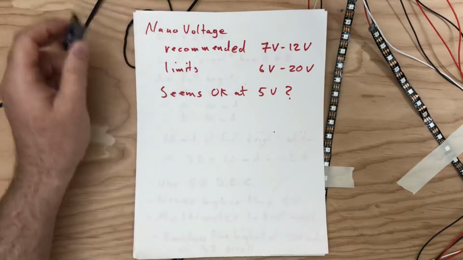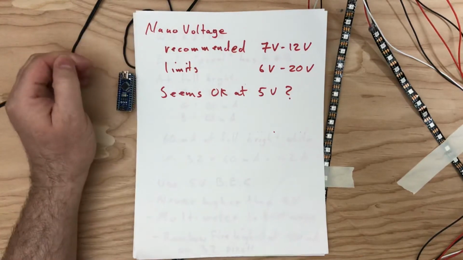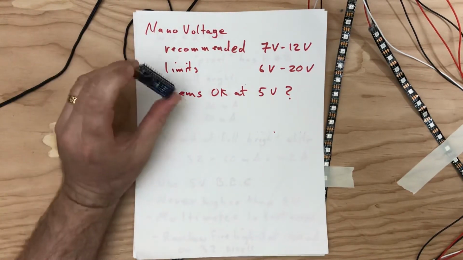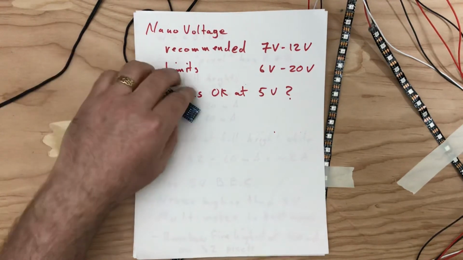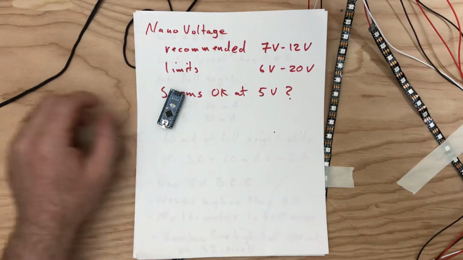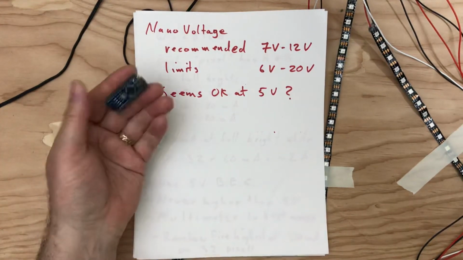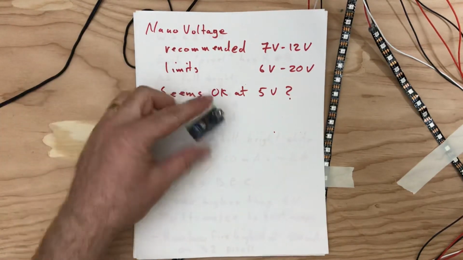You can see on the paper here, 7 and 12 volts, and it says the limits are 6 volts to 20 volts. But what I found is that it seems okay at 5 volts, and I know it even runs off the computer, and I think you only get 4 volts or something like that off the computer USB. So that's something to watch for. It says that it's supposed to be higher, but I've found that it's okay at 5 volts.